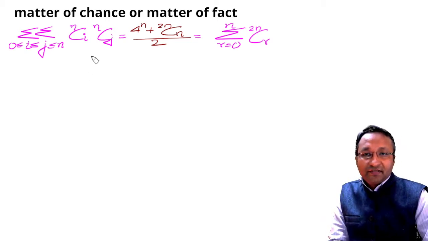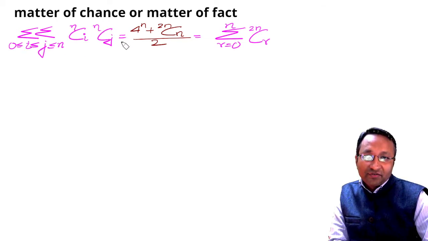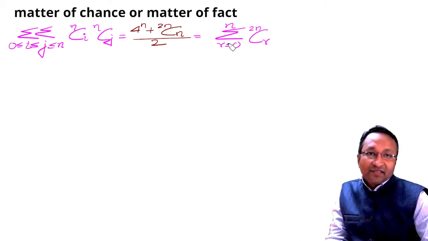Good evening, students. Have a look at this question. One is a double sigma: i lies between 0 to n, j also lies between 0 to n, but i is always less than or equal to j, of n choose i, n choose j. That comes out to be, I'll show how, (4 raised to n plus 2n choose n) by 2, and a single sigma, which is basically 2n choose r from 0 to n.